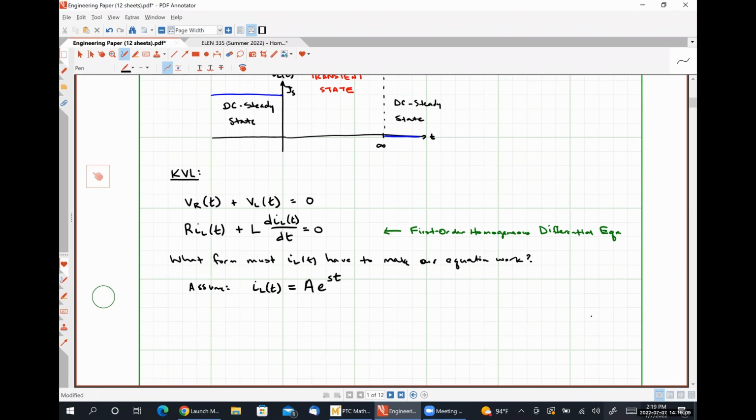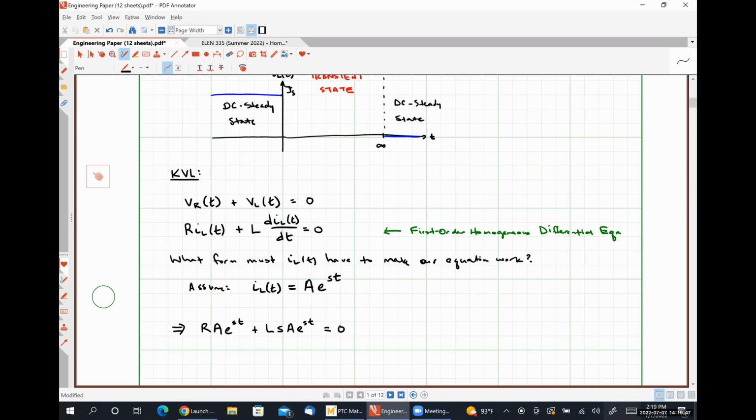So if we plug in that guess value into our differential equation, what we'll have is R times A e to the st plus L times S A e to the st, because when I take the derivative of A e to the st, I get back S A e to the st. I'm going to set this equal to 0.